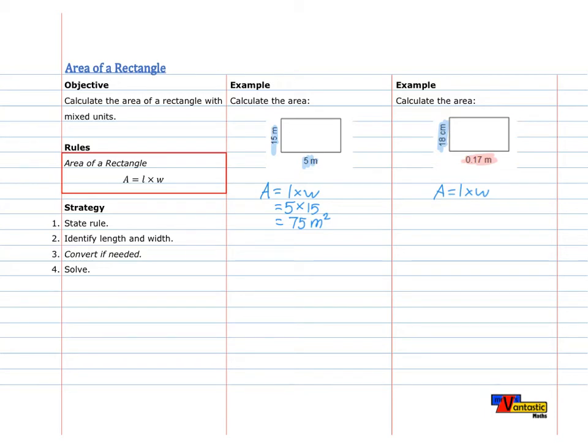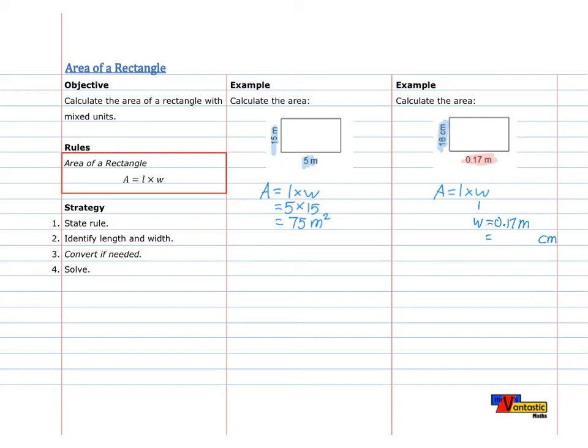So we're going to take a side step, and we're going to first convert one of these into the other. Now we can pick either of these values to convert. I'm just going to pick the 0.17 because it has a decimal. So first we're going to take a side step and calculate what 0.17 meters is going to be in centimeters.